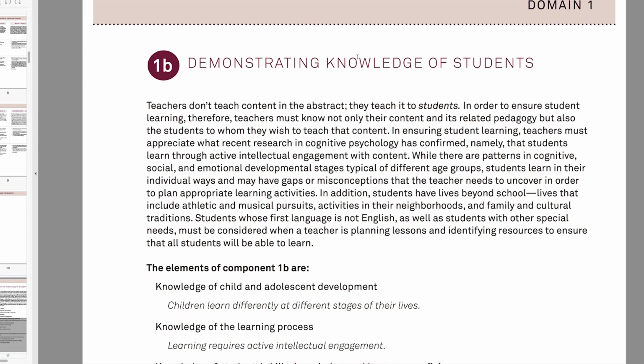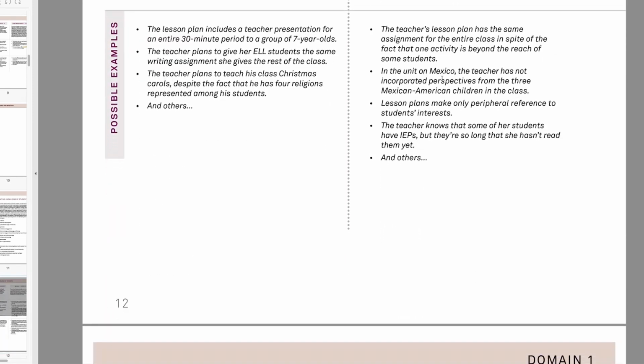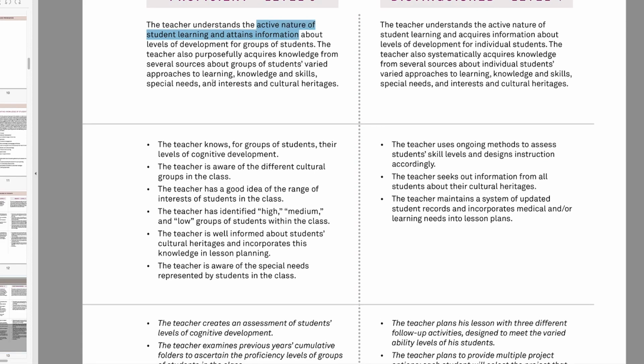Here's demonstrating knowledge of students. Now we've got all this unsatisfactory, basic. Let's go to the proficient. And we have the teacher understands the active nature of student learning and attains information about those levels. And then it gives you the examples here. It's really important that you pull this and you look at it and you understand how to meet these levels. Now, this is the overarching Danielson rubric.